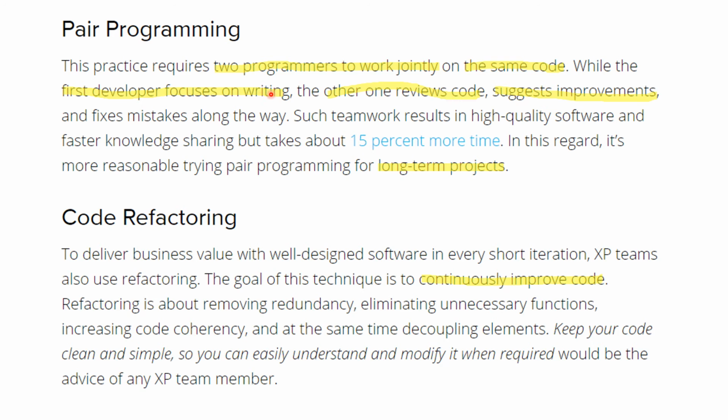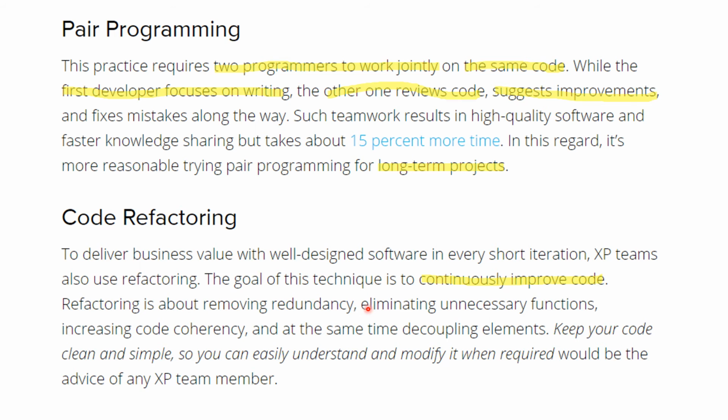Pair programming is one important concept in XP. This practice requires two programmers to work jointly on the same code. The first developer focuses on writing, the second developer focuses on reviewing the code, suggesting improvements, refactoring, and fixing mistakes along the way. Generally it takes 15% more time when two people work on the same code, but it results in high quality software. Because it takes 15% or more time, it is more reasonable to try pair programming for long-term projects, as advised.